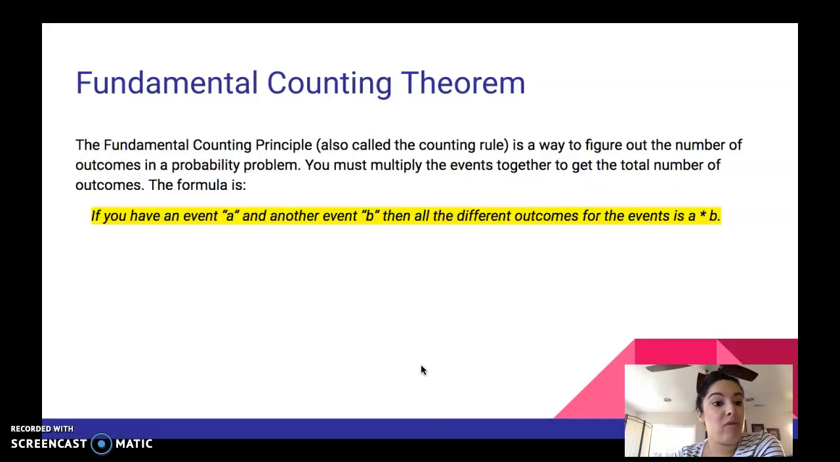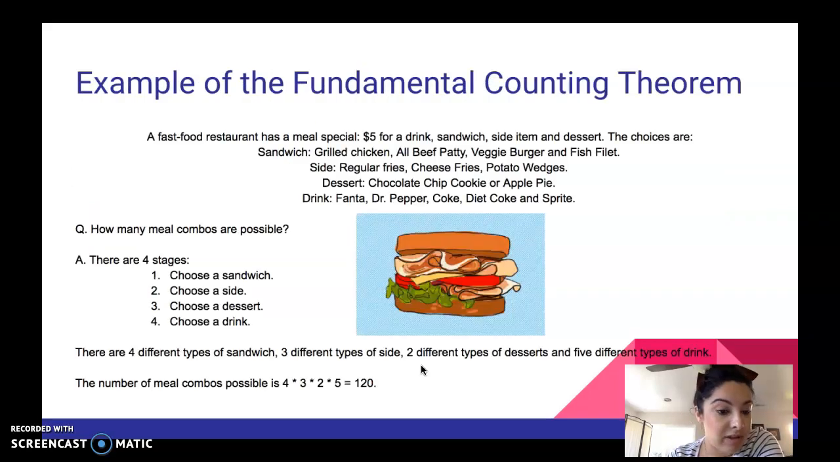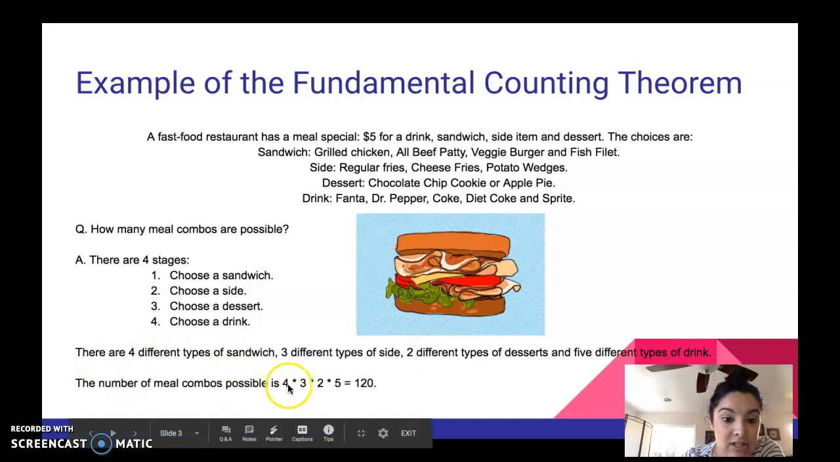So, as I explained before in this formula right here, we have events A, B, and we'll call the other 2 events, the dessert and drink, C and D. We have to multiply all 4 stages, all 4 events, to get our possible outcomes, all the meal combinations we can come up with. So we have 4 types of sandwiches as event A, times event B, 3 different types of sides, times event C, which is 2 different types of desserts, and then 5 different types of drinks for D. So 4 times 3 times 2 times 5.